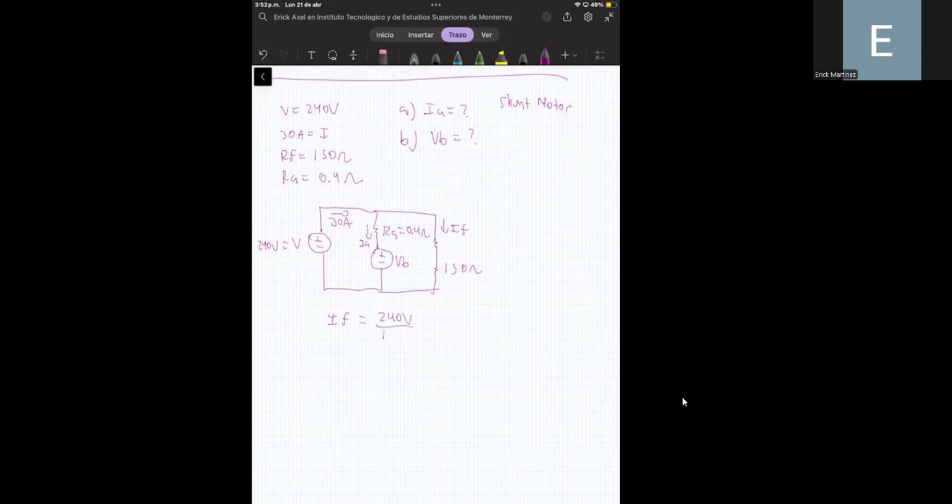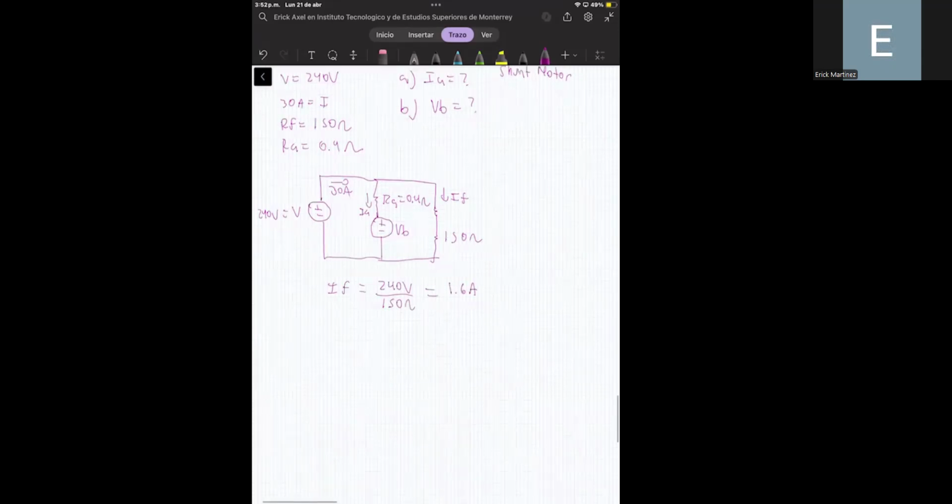And we can say that the current that flows through this shunt field is 240 volts divided by 150 ohms. Okay. The reason of that is that since these elements are in parallel, they are sharing the same voltage. So based on that, we can compute the current that flows through the shunt field. That is equal to 1.6 amperes. And also we can compute the armature current as 30 amperes minus 1.6 amperes. Okay, and this is equal to 20.4 amperes.